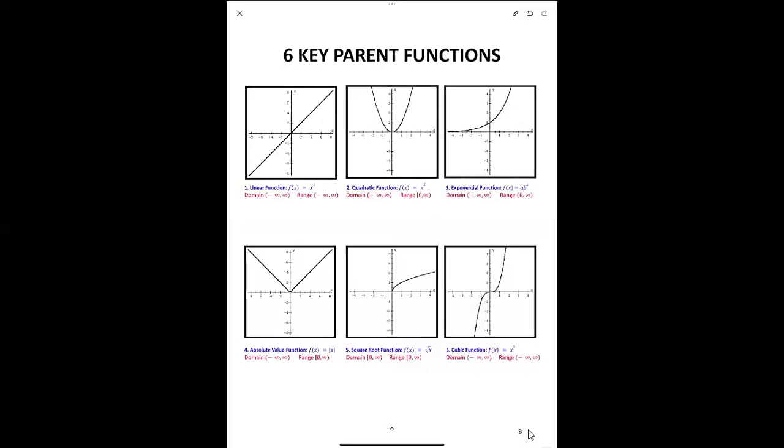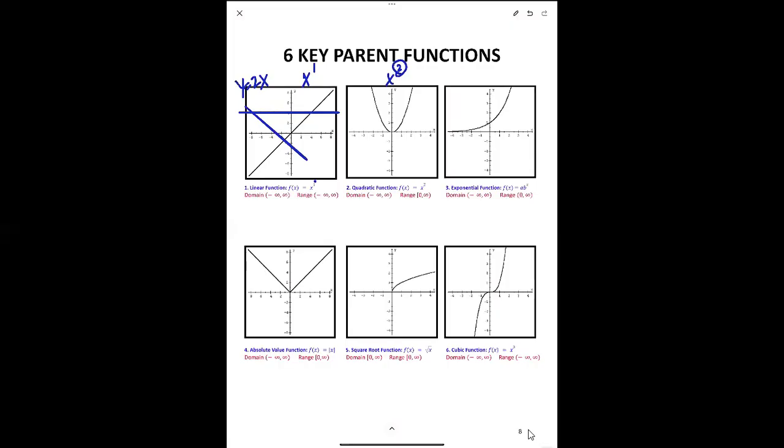All right, now let me summarize this. Here are the six key parent functions. Whenever you see a straight line, it doesn't matter what it looks like, it could be horizontal, it's going to be a linear function. You already know the domain and range. The other thing is that the highest exponent is 1. You will never see the 1, but you should know that if I say y equals 2x, I'm dealing with a linear function. This one, quadratic, highest exponent is a 2.